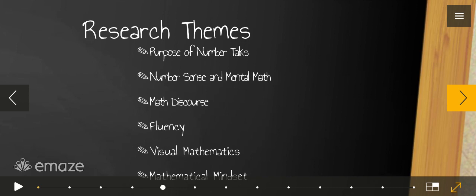Visual mathematics include anchor charts, which are key for students to access strategies they have learned and make connections between strategies. When using anchor charts during number talks or math discourse, they help focus on making connections between the different strategies that can be represented as students share their math thinking.